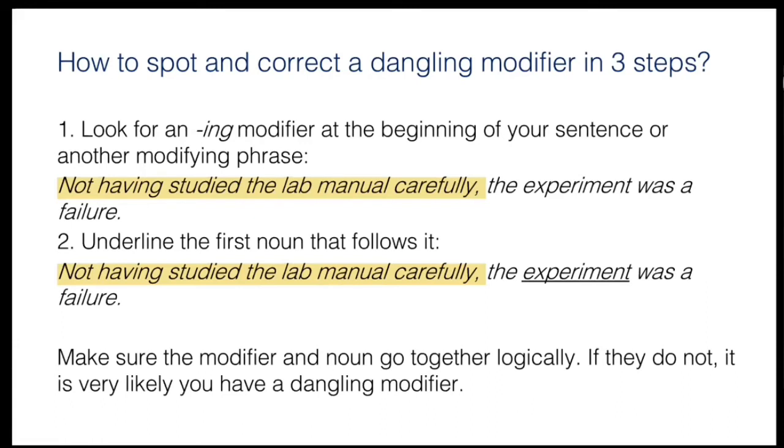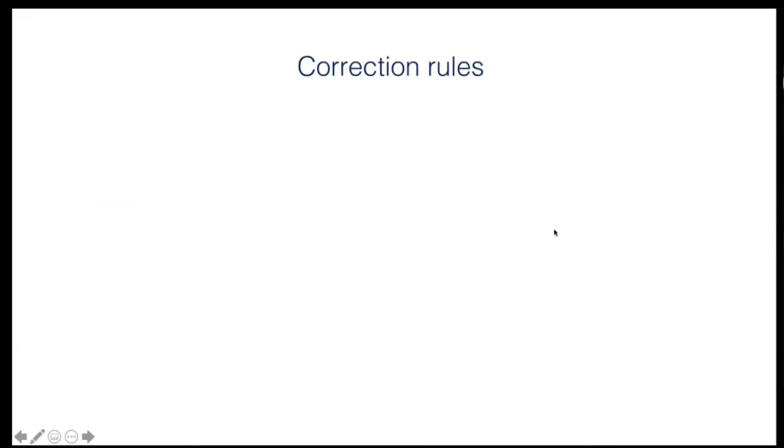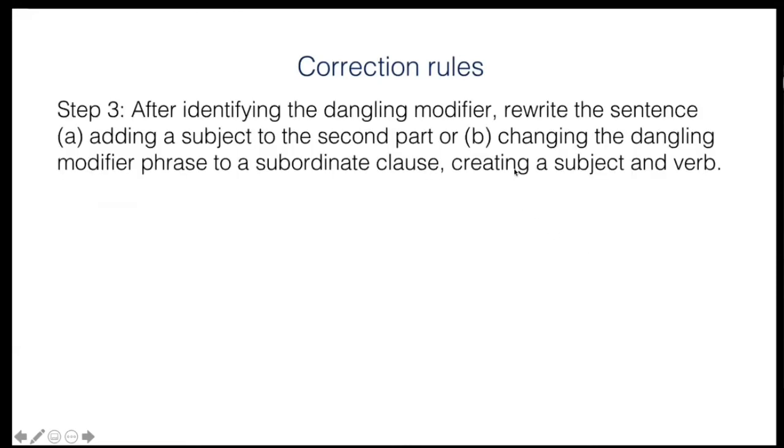So if they logically go together, good for you, you made no mistake. If the modifier and the noun do not go together logically, you have to do something with this, right? So what are the correction rules? This is your step 3. When you noticed everything, there are 2 ways to do it when you identify this dangling modifier. First way, you rewrite the sentence and you add a subject to the second part.